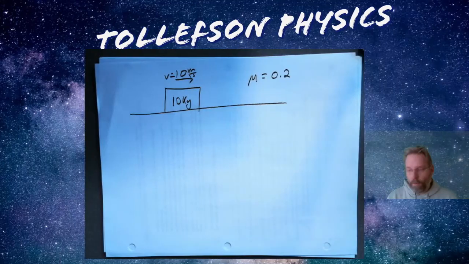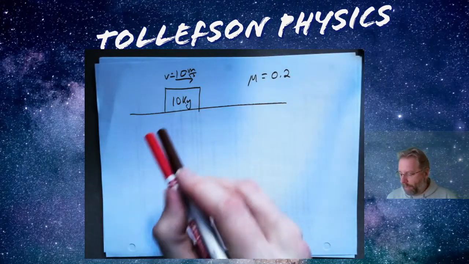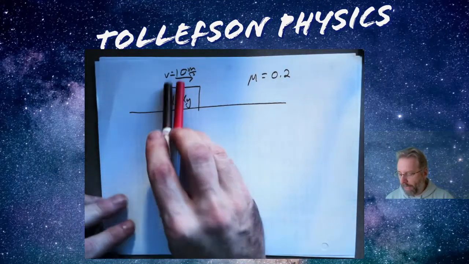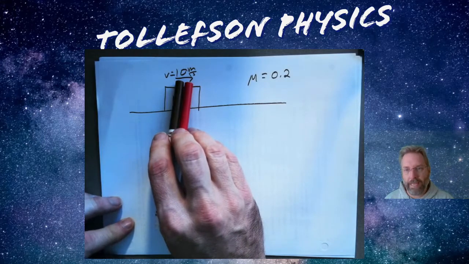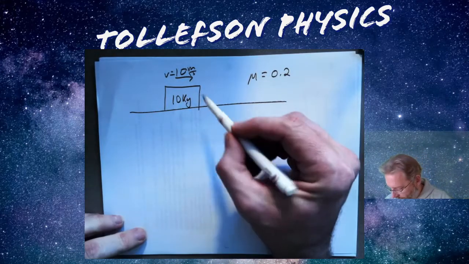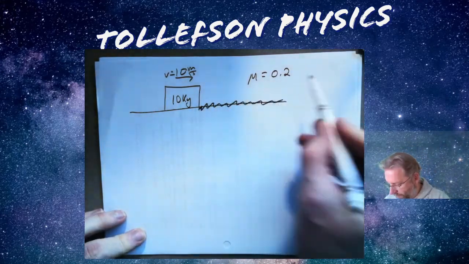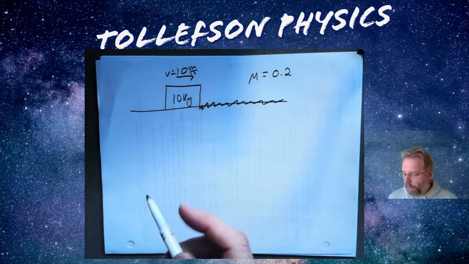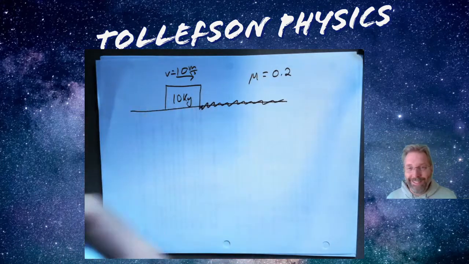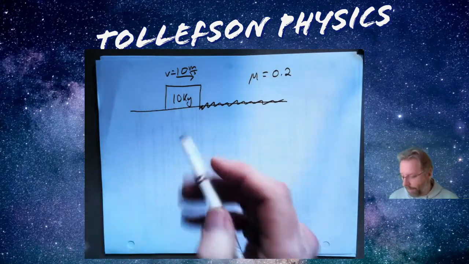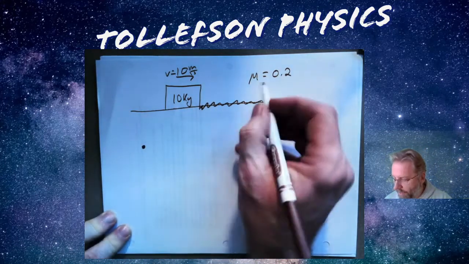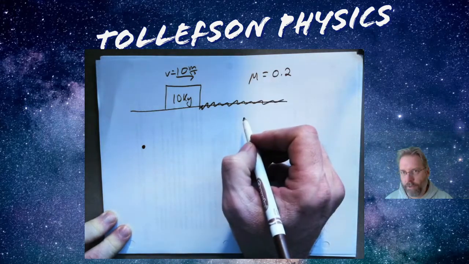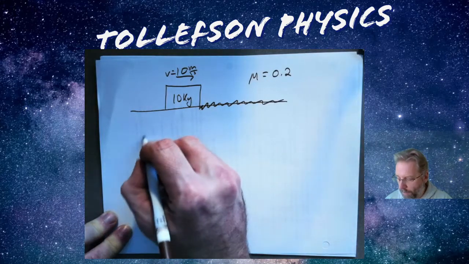All right, so here's what I set up. We have a 10 kilogram block that is already moving at 10 meters per second when it hits this rough surface. So we've got this rough surface with a coefficient of friction of 0.2. I would recommend drawing a force diagram for this, and the reason for that is I need to figure out what the force of friction is, and I need to think about what's going on.